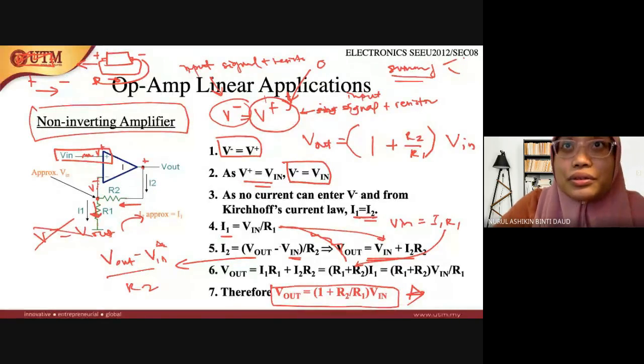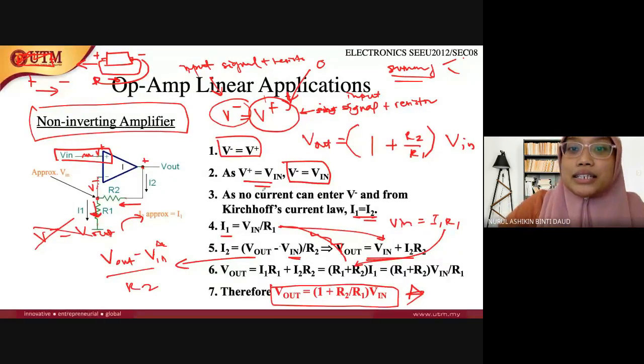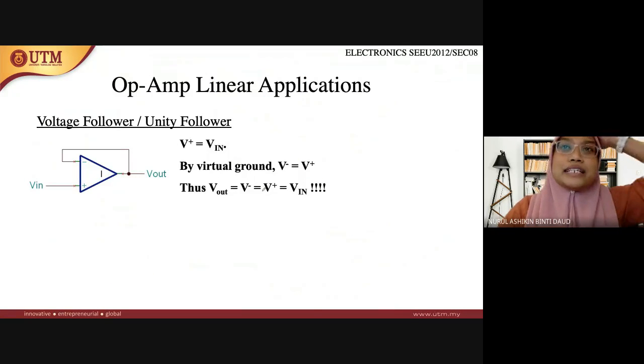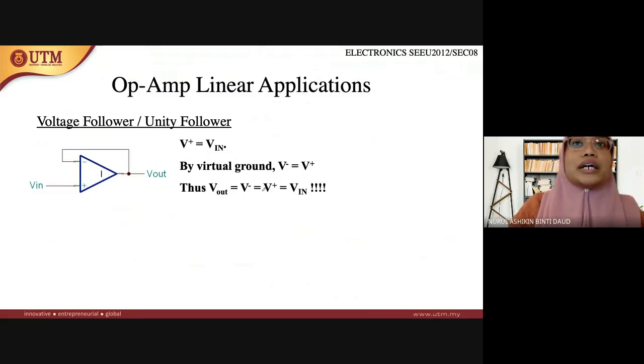So last, kita pergi dekat voltage follower, or unity follower. Yang ni very easy. Yang ni tak ada calculation or anything, because yang ni tak ada feedback apa-apa pun. So dekat sini, in the voltage follower or unity follower, V positive here is equal to V input. So V positive is equal to V input.